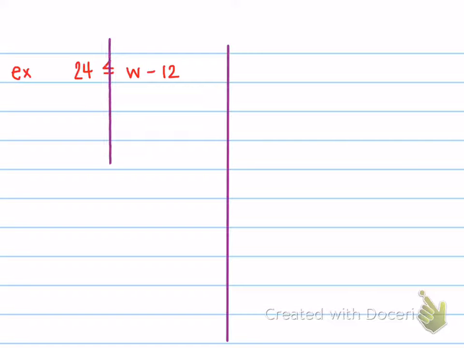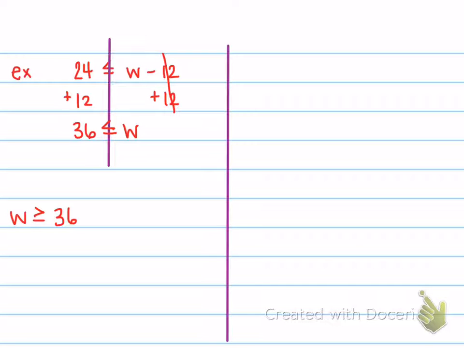Okay, so I draw my line down the middle. I want to get W by itself, so I know I'm going to add 12 to both sides. 24 plus 12 is 36. Less than or equal to W. The 12s cancel out. I again notice that my W is on the right side of the inequality. I want it first, so I'm going to put W first and 36 second. I see that it's pointing at the 36, so I'm going to make sure it's still pointing at the 36.